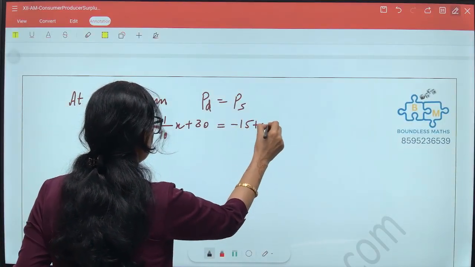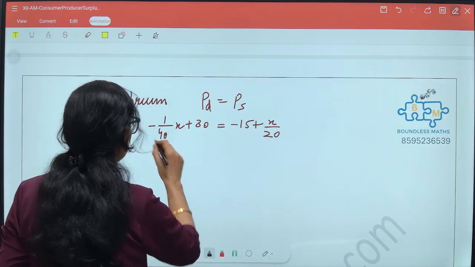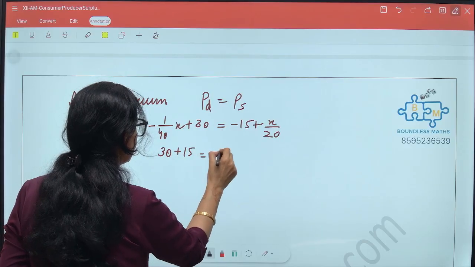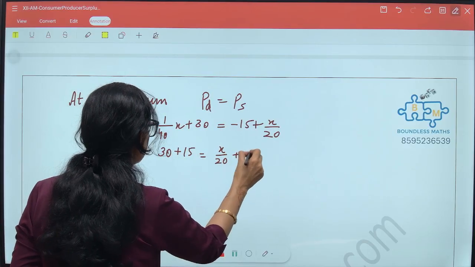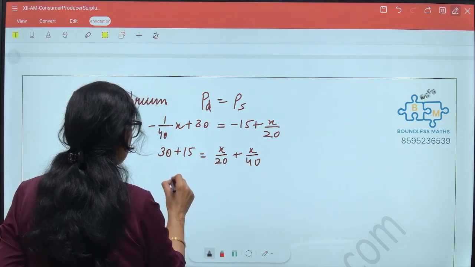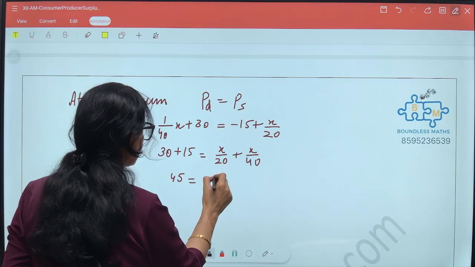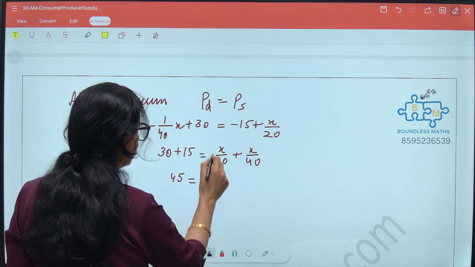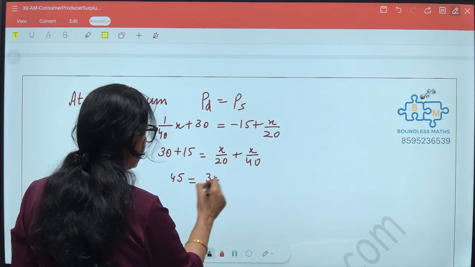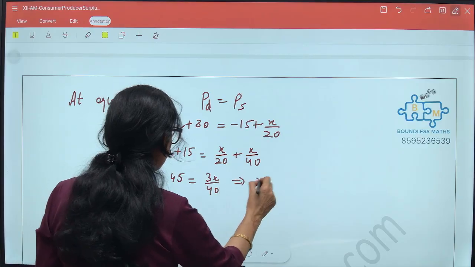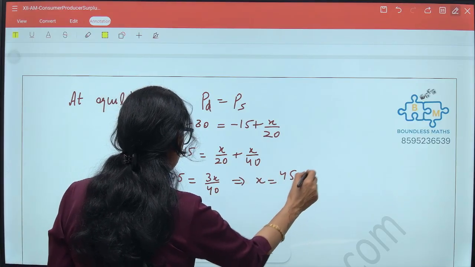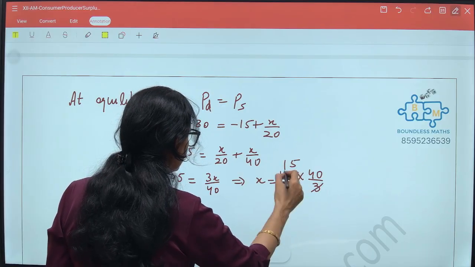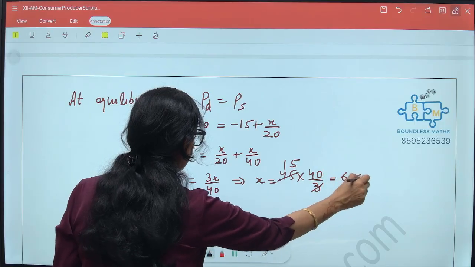Minus 15 plus x by 20. Let's solve this now. 30 plus 15 equals x by 20 plus x by 40. This is 45 equals... LCM is 40, 2x plus x becomes 3x, 3x by 40. So that means the value of x is 45 into 40 by 3. 3 1s are 3, 5s are 15, 15 4s are 60, so that comes out to be 600.